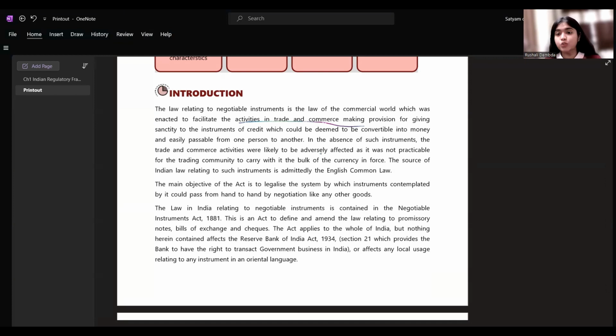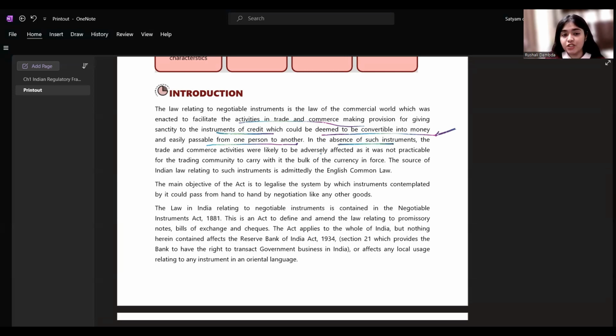Trade and commerce consists of selling goods, purchasing goods, selling or purchasing of services, right? Now, we need to make the provision for it, and these instruments of credit will be deemed to be converted into money. Making provision for giving sanctity to the instruments of credit which could be deemed to be convertible into money and easily passable from one person to another. You can easily pass this document from one person to another. So suppose a bill of exchange or a promissory note is there, that can be easily passed from one person to another subject to some rules, right?